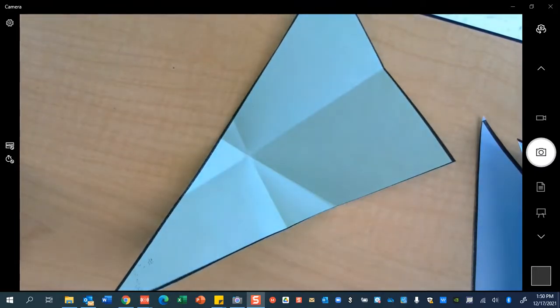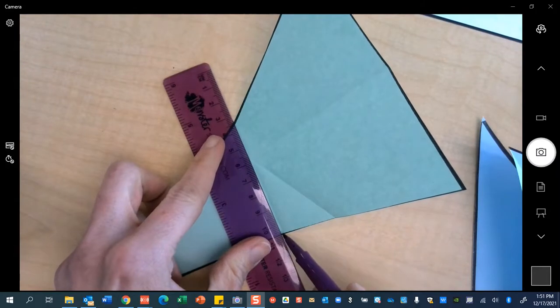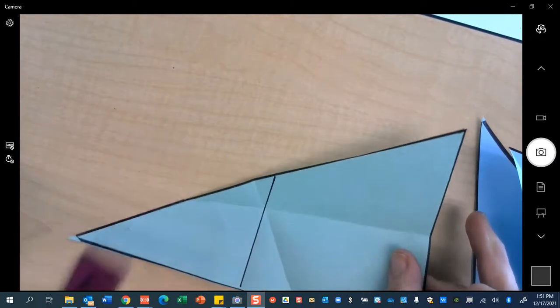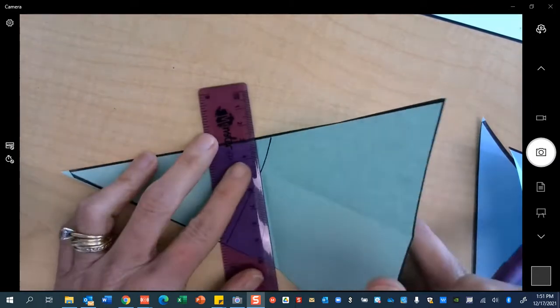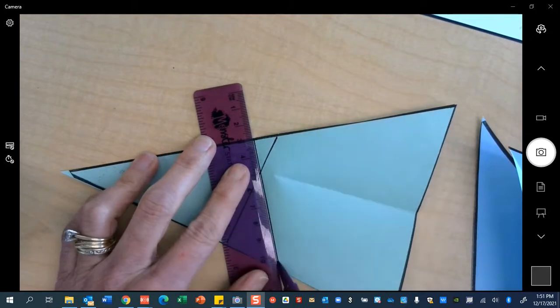Take a minute to do that. So here's what's super amazing. When you take your straight edge and you draw along each of those creases, you are drawing along the perpendicular bisector of each side of the triangle.